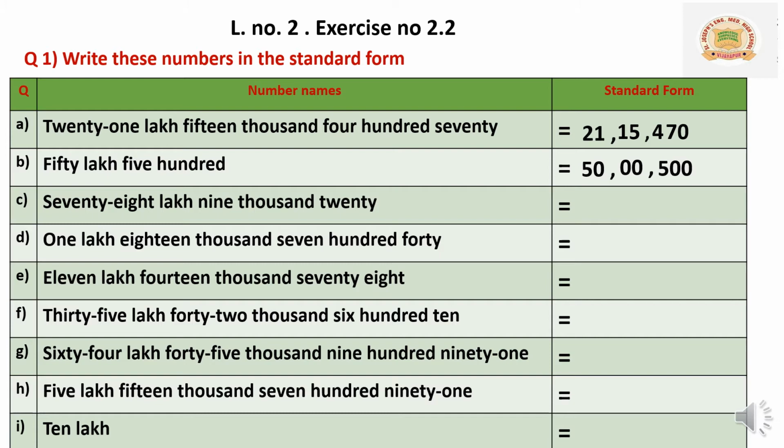Now C question. 78 lakh 9,020. So here 78 lakh. There is no 10,000s number here. So what we have to do? 0 for that. And there is no hundreds number also. There also we have to put the 0. Let us write the answer. 78 lakh 09,020. So totally we read this number as 78 lakh 9,020.